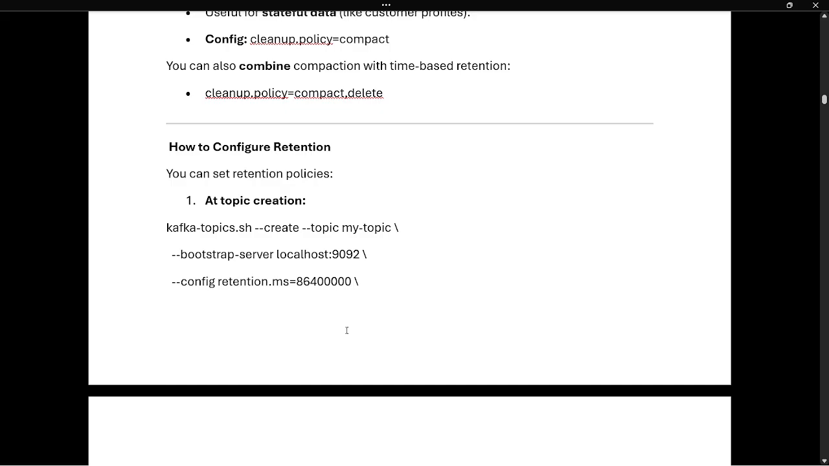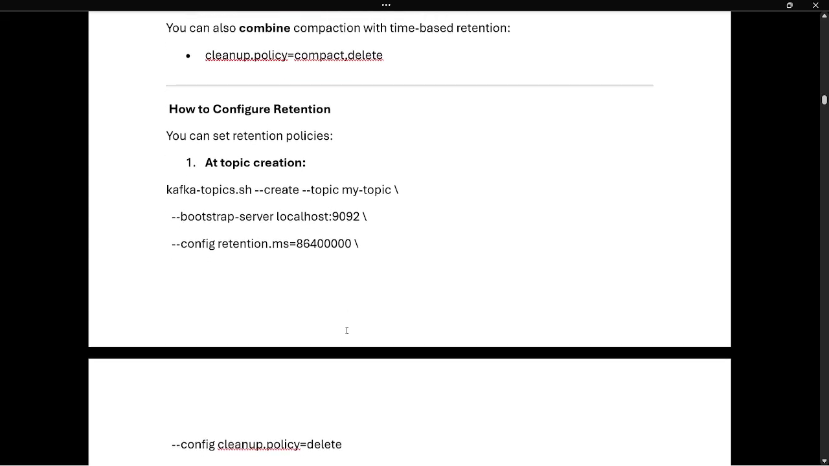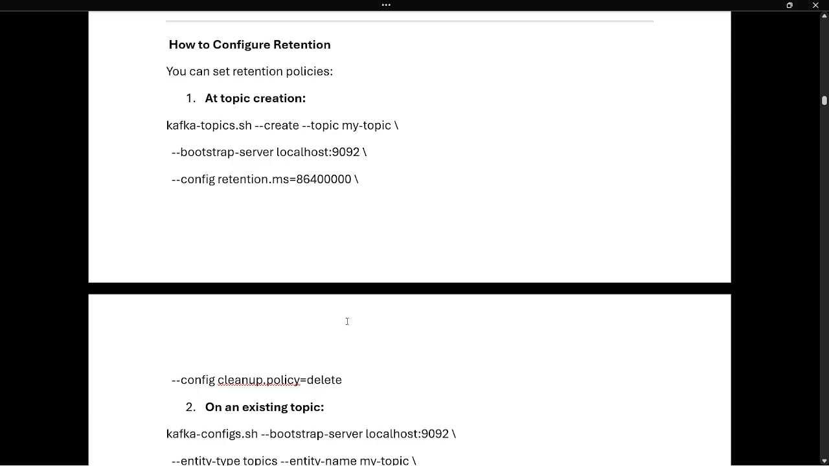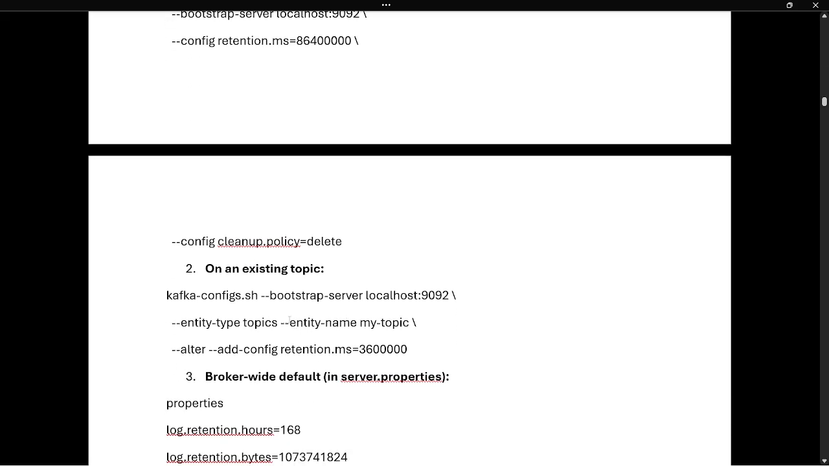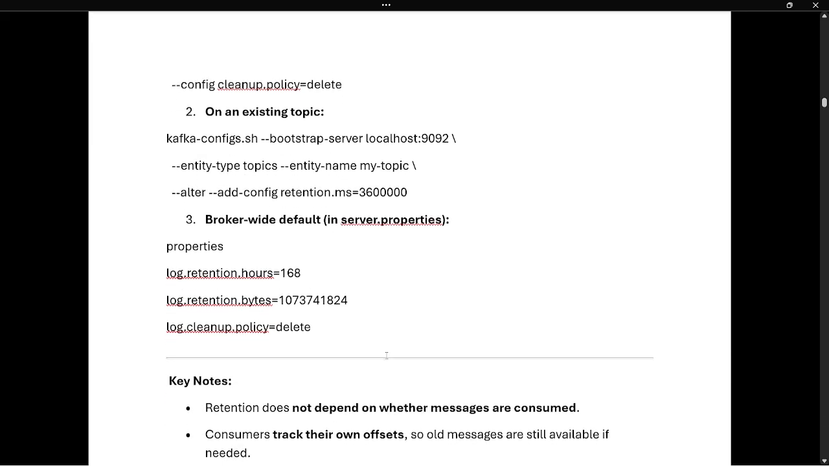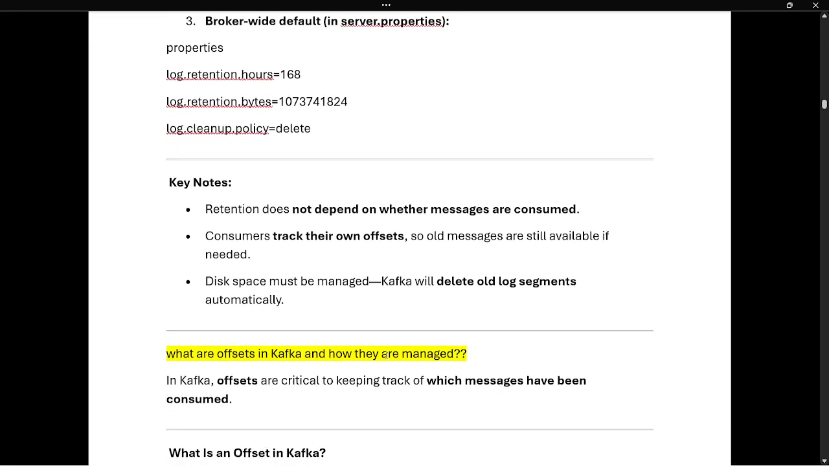We set up retention policies for each topic. While creating the Kafka topic with the bash command, while setting the configuration, you can set config retention.ms equal to this many milliseconds. Or in an existing topic also, you can set retention.ms equal to 3000000 milliseconds. This way we can set up the retention policy.